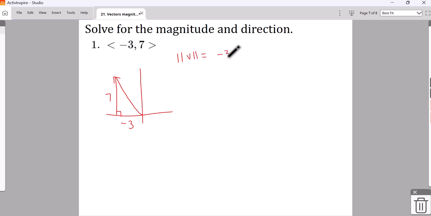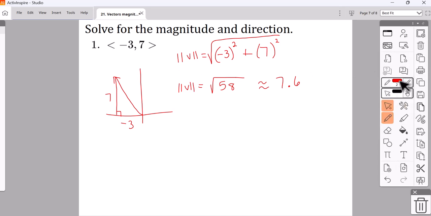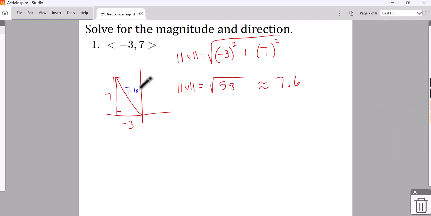We want negative 3 squared plus 7 squared, and then we're going to square root that number. So we end up with the square root of 58 when we do that math. And then that is approximately 7.6. And so my magnitude is 7.6, and that goes on the hypotenuse spot.